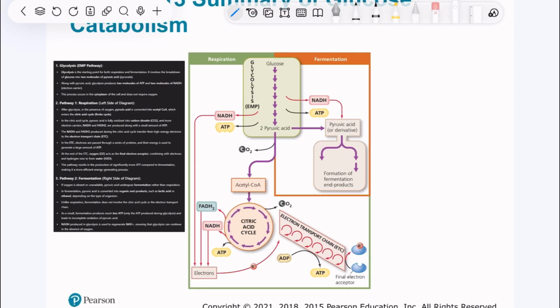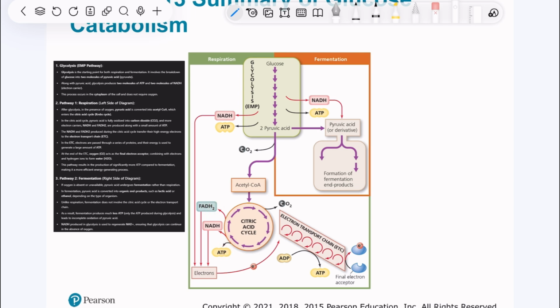So starting off with the first pathway, which is respiration. After glycolysis, in the presence of oxygen, the pyruvic acid is converted into acetyl-CoA, which enters the citric acid cycle, or the Krebs cycle. In the citric acid cycle, pyruvic acid is fully oxidized into carbon dioxide, and more electron carriers like NADH and FADH2 are produced along with a small amount of ATP.